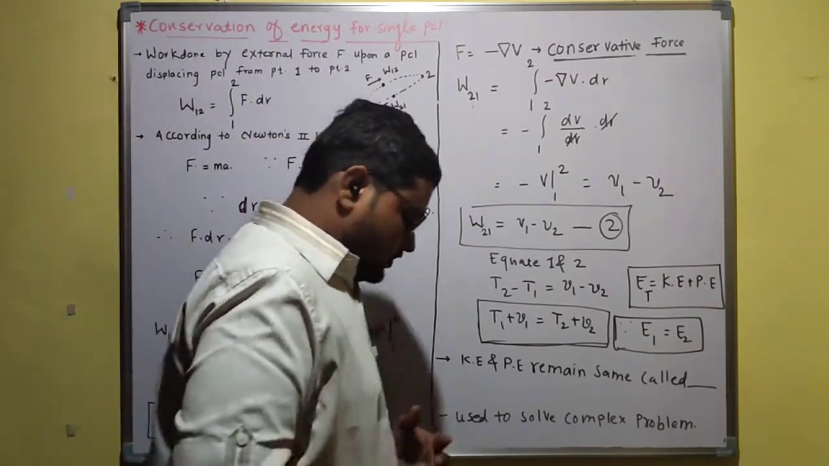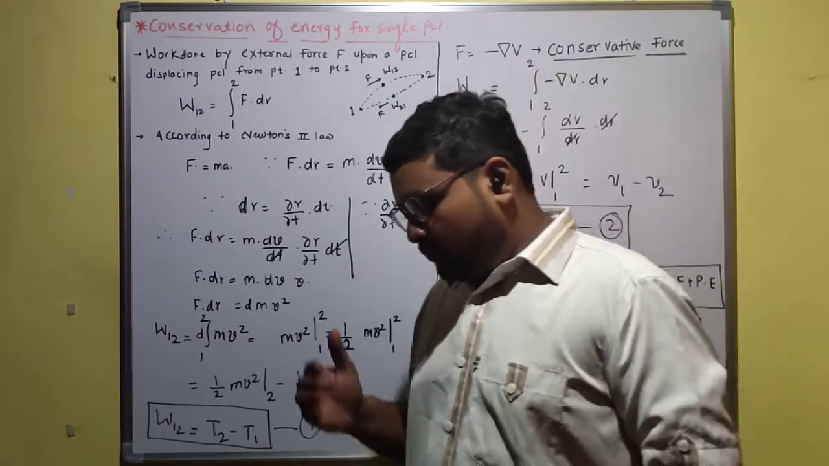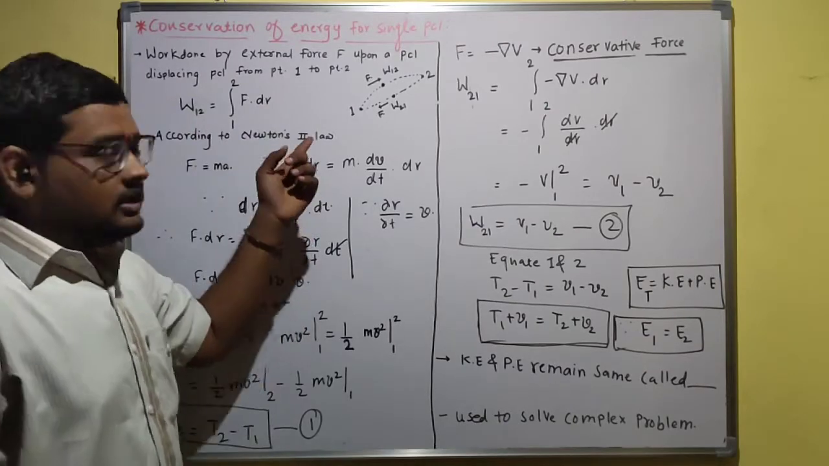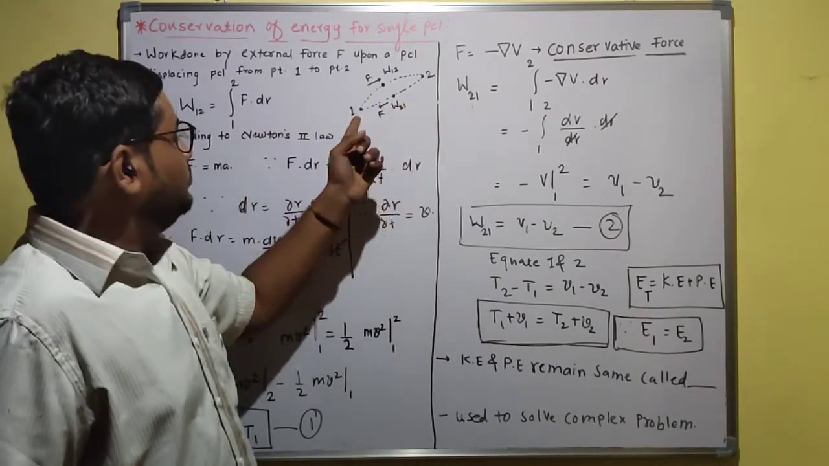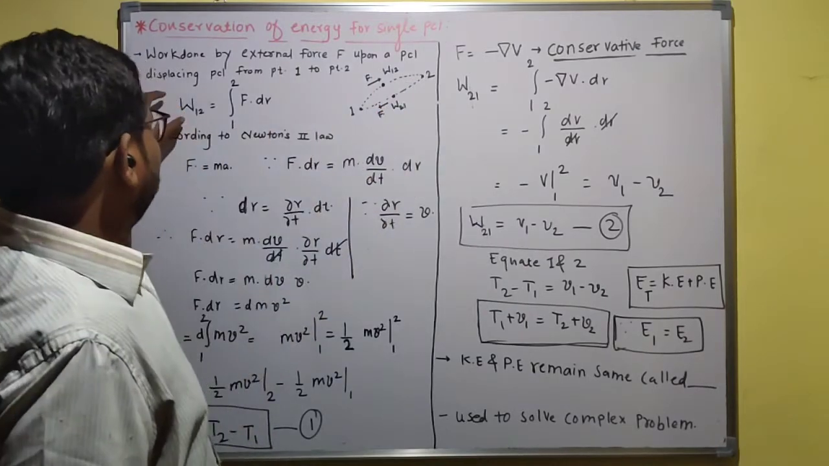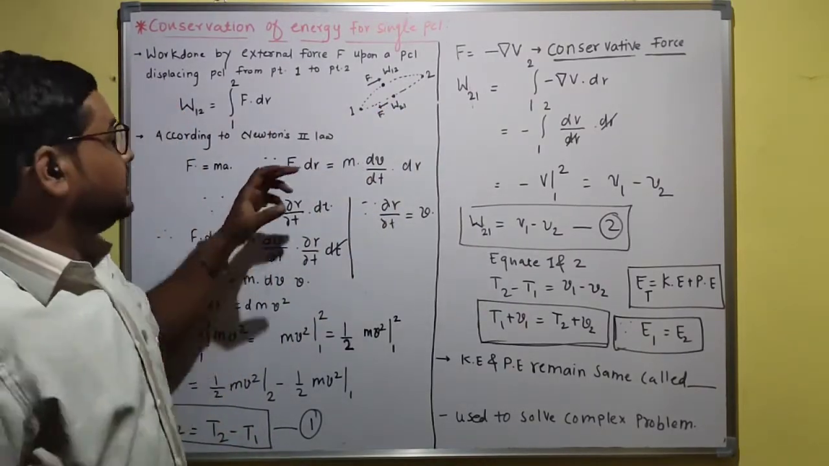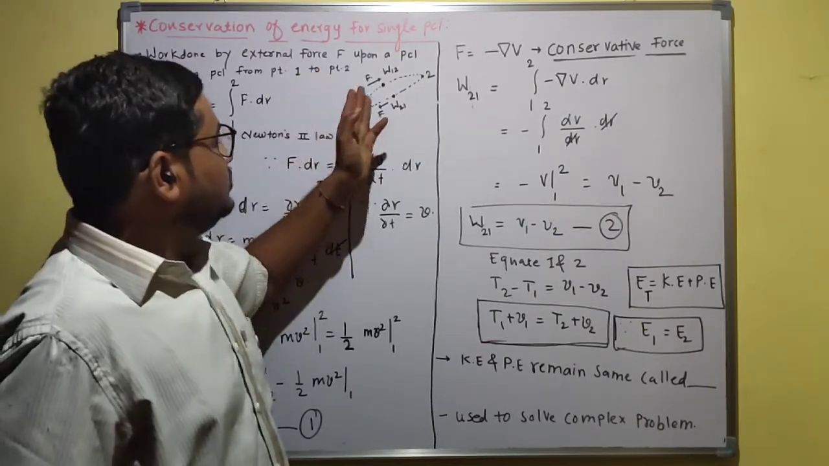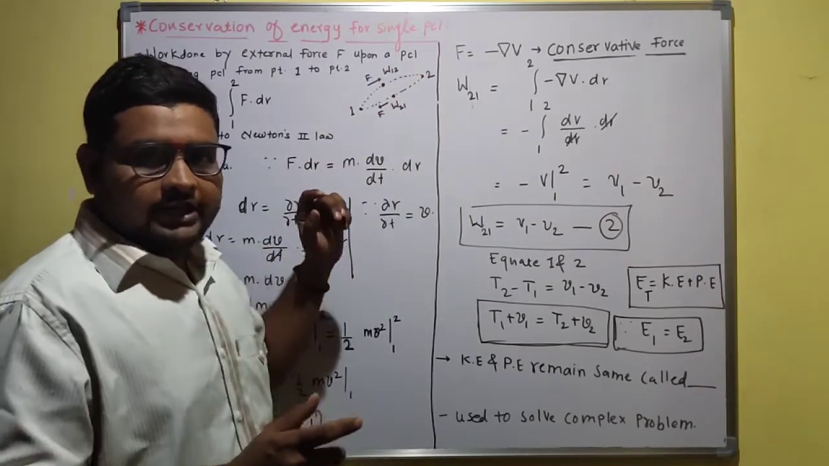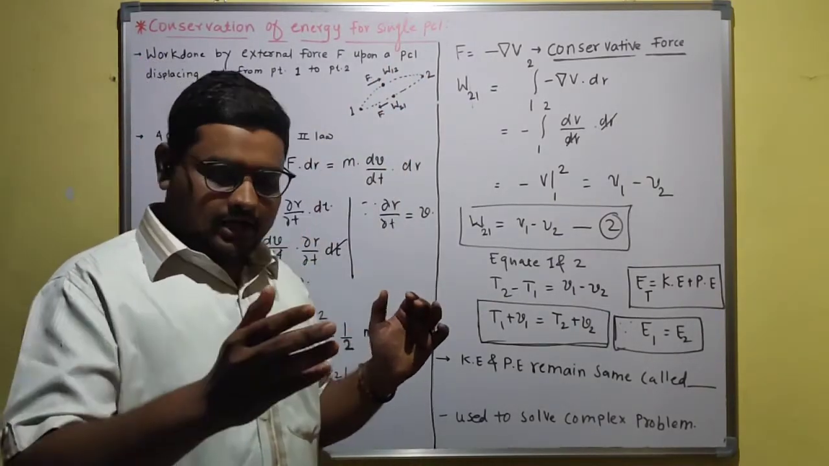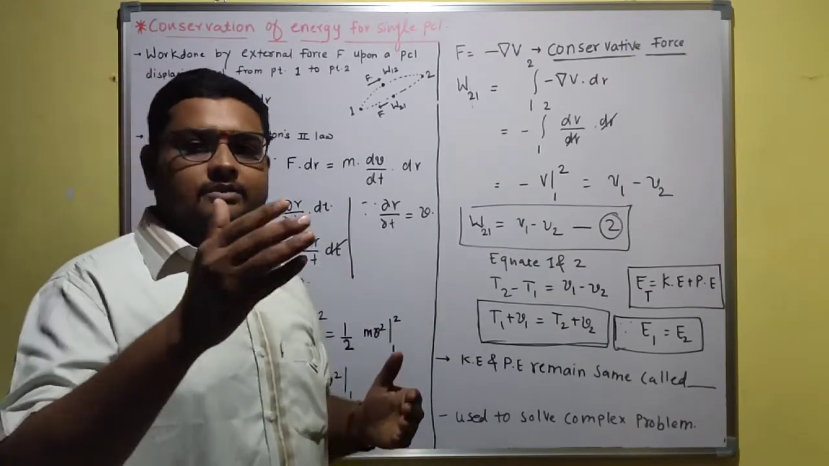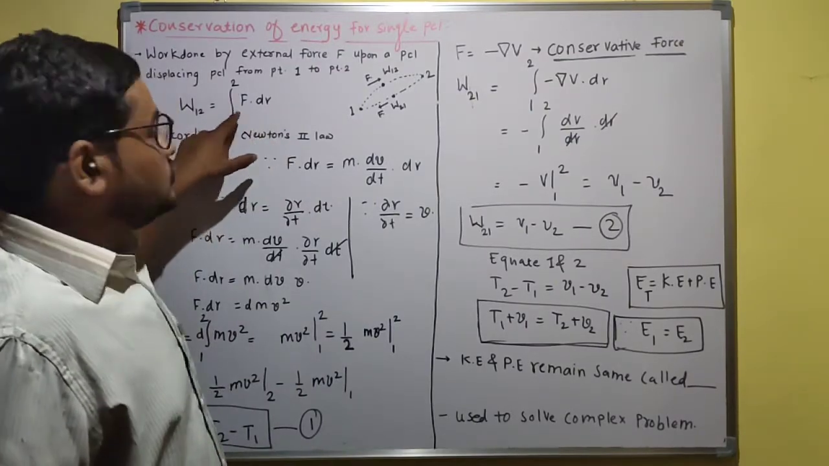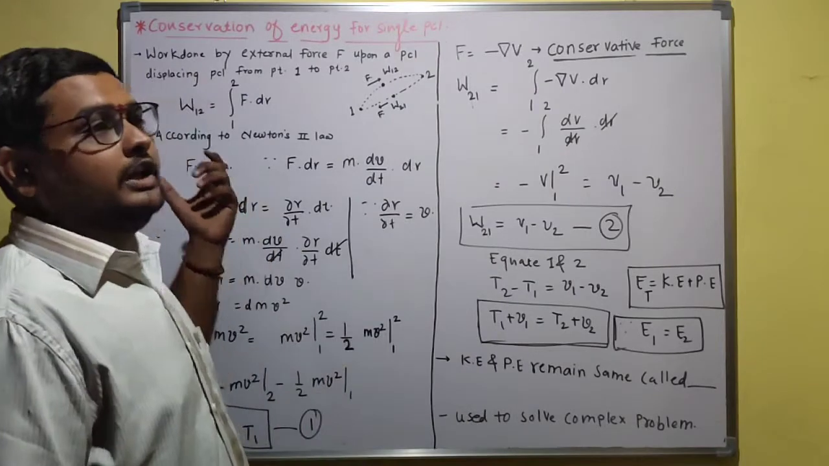Work done by an external force F upon a particle going from point 1 to point 2 is given as work done is nothing but force into displacement. Suppose the particle is here, and it wants to go from point 1 to point 2. At that time some force acts on it, and due to the applied force it undergoes some displacement. That displacement is dr and the applied force is F. So to calculate the entire work we have to take integration.